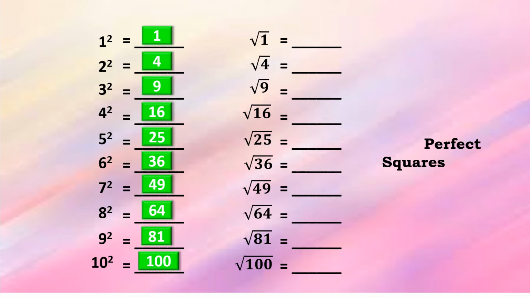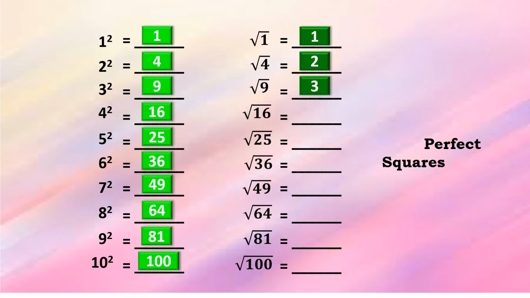All of the derived products are considered perfect squares. Moreover, taking the principal root of a number is like doing the reverse operation of squaring a number. When 1 squared equals 1, then the square root of 1 is 1.